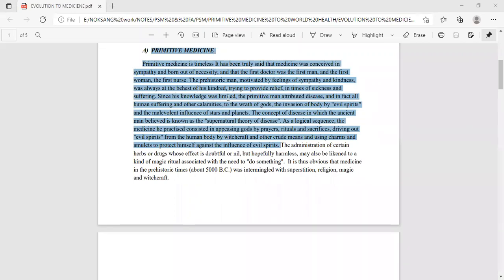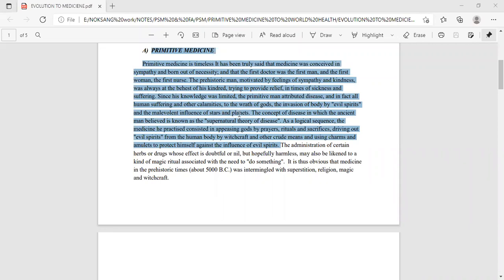Since his knowledge was limited, he was not educated. Early men were not educated. So because of his less knowledge, he believed in all these things. The primitive man attributed diseases and in fact all human suffering and other calamities to the wrath of gods, the invasion of body by evil spirits, and the malevolent influence of stars and planets.